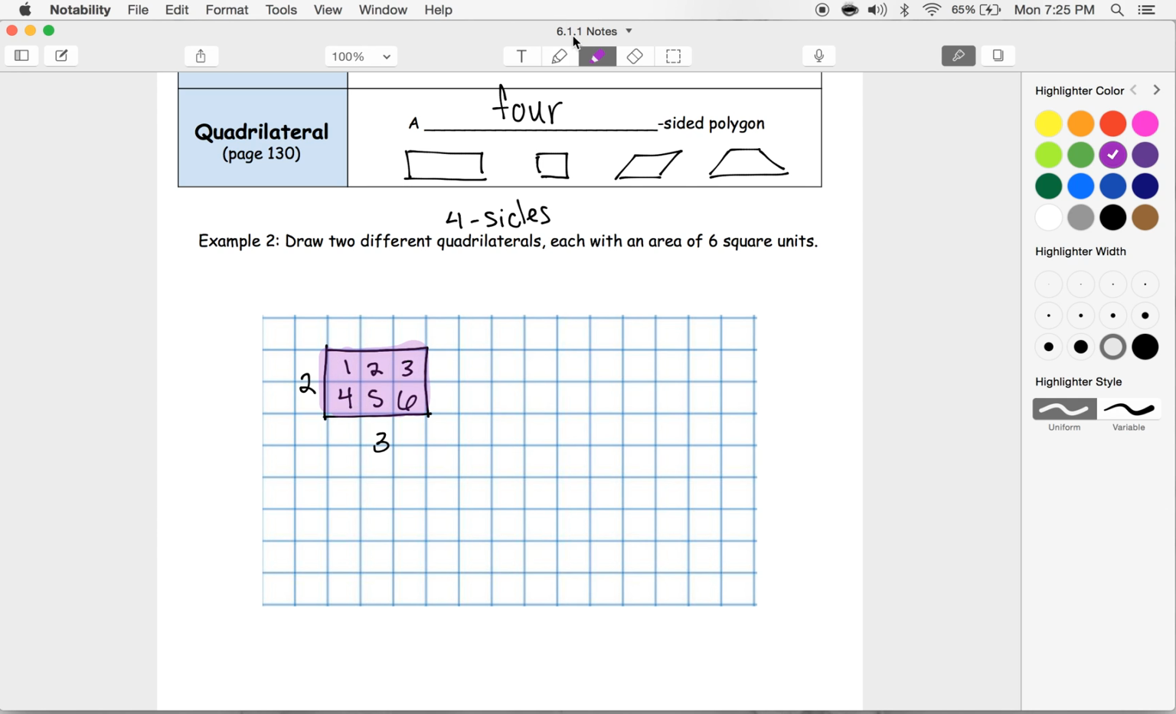So I also need to think what else is going to give me 6. Well, 2 times 3 gave me 6. What about 1 times 6? I could do one really long skinny. 1, 2, 3, 4, 5. Can I count? 1, 2, 3, 4, 5. One more, 6. That also works. 1, 2, 3. There we go. It has 4 sides just like the other one.